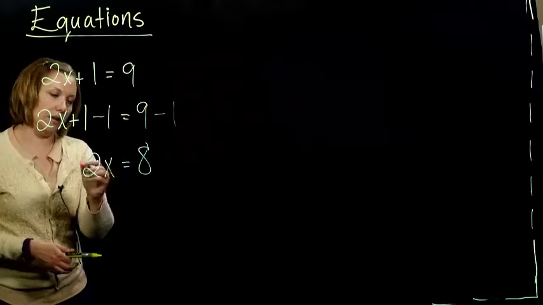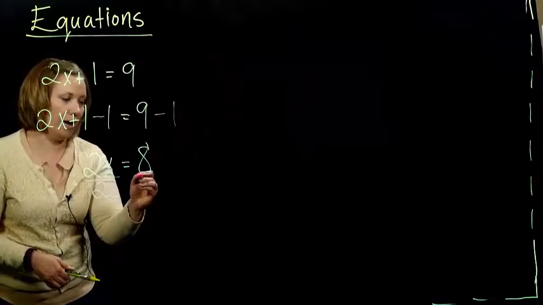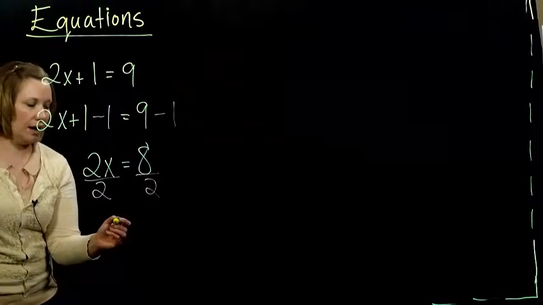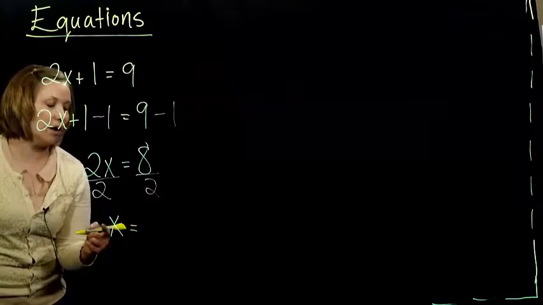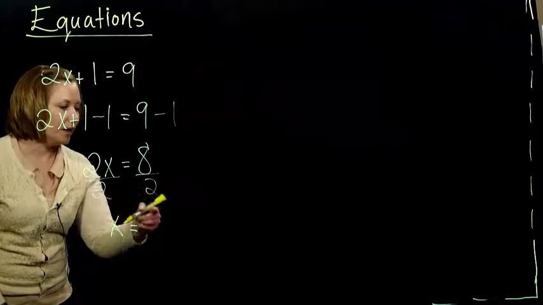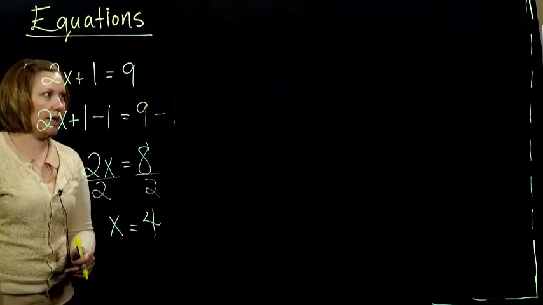I want to undo this 2 times x, so I divide by 2, because 2 divided by 2 gives me the 1 that I'm looking for, so I end up with just 1x, or x, same thing, because 1 times any number is just itself. And 8 divided by 2 gives me 4. And so I have my answer.